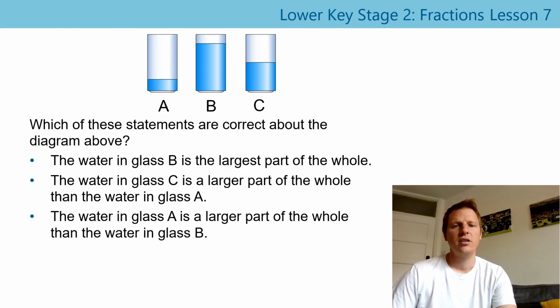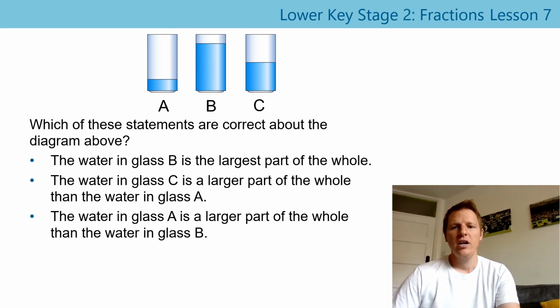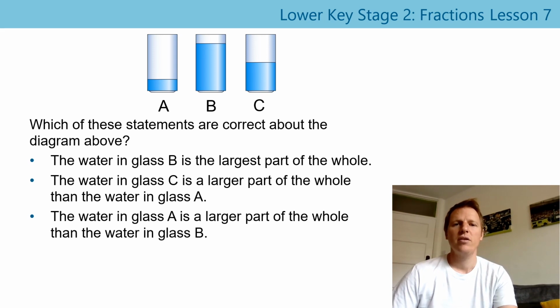In the previous lesson I showed you this image, and in this image there are three glasses, glass A, glass B and glass C. We said that the whole in each of these images is the glass, and they are exactly the same size in each image. Now I asked you to write some sentences about those three glasses. Now I've written 3 sentences of my own. I want you to see if you agree with the sentences or if you disagree with them and why. Let me read the sentences to you.